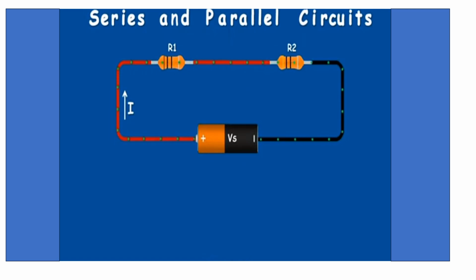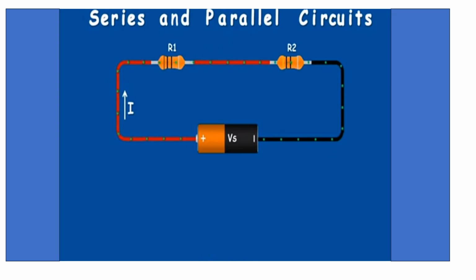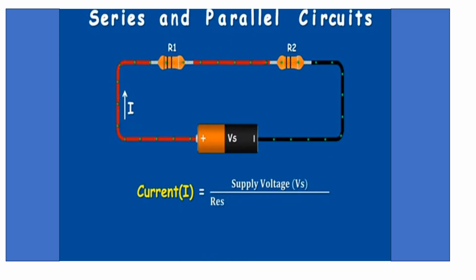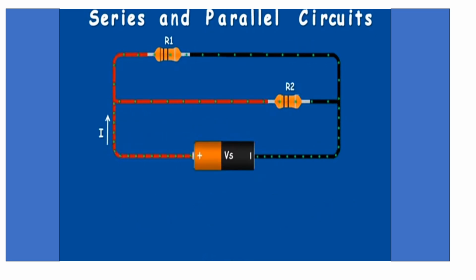Then series, different voltage. So for this case, if you have R1, R2, in series they receive the same current but different voltage across each resistor. So current is equal to supply voltage over effective resistance. If I have 2, then I will have 0.25 ampere flowing through.